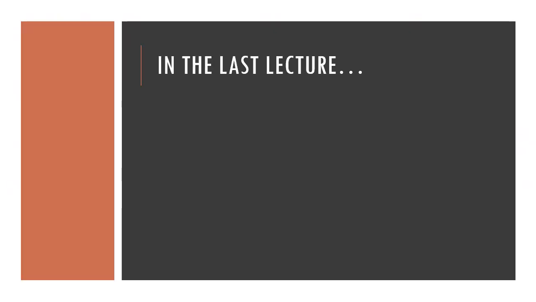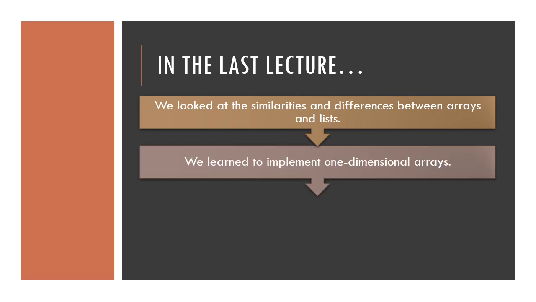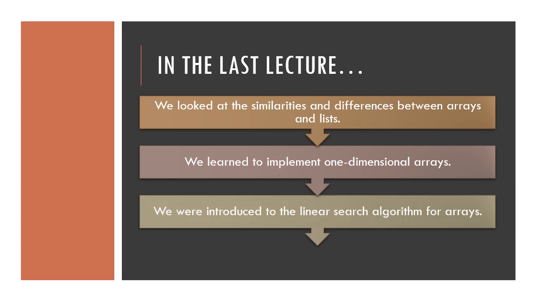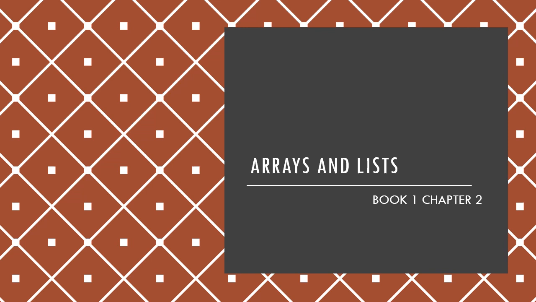In the last lecture, we looked at the similarities and differences between arrays and lists. We learned to implement one-dimensional arrays. We were introduced to the linear search algorithm for arrays. And we found time complexities for all our implementations. The topic of this lecture is arrays and lists. We use chapter 2 of book 1 for this topic.